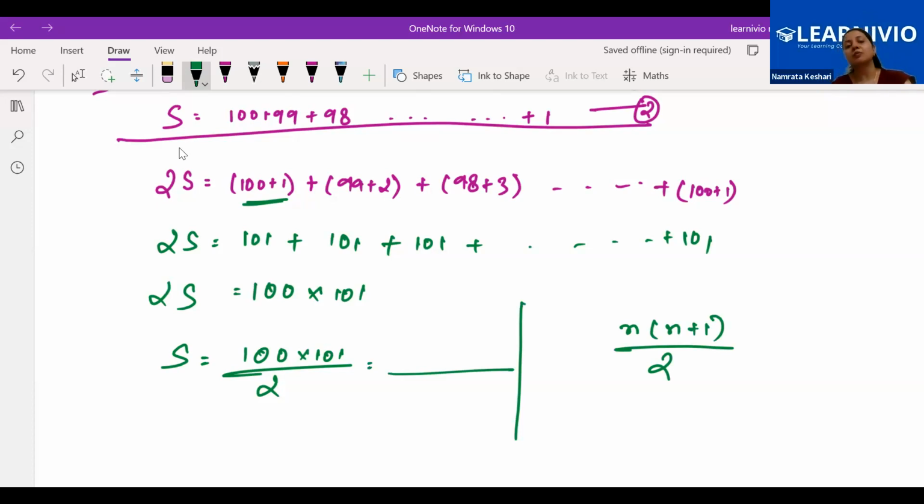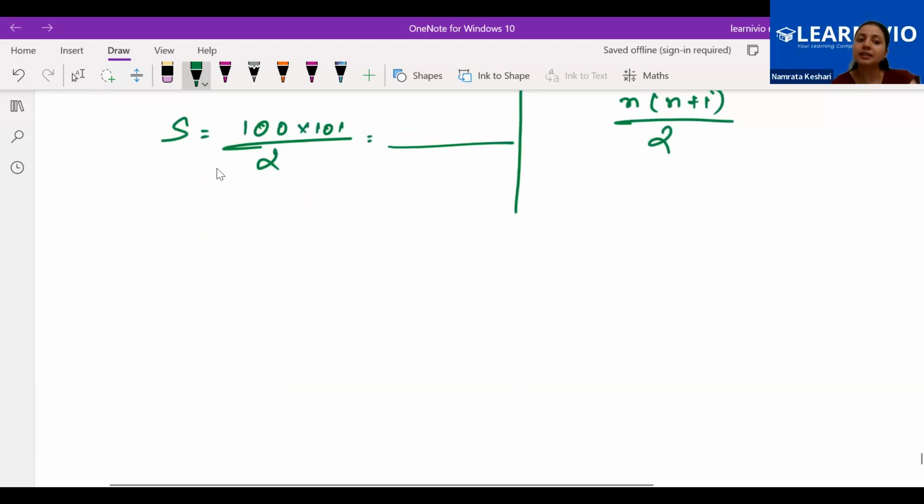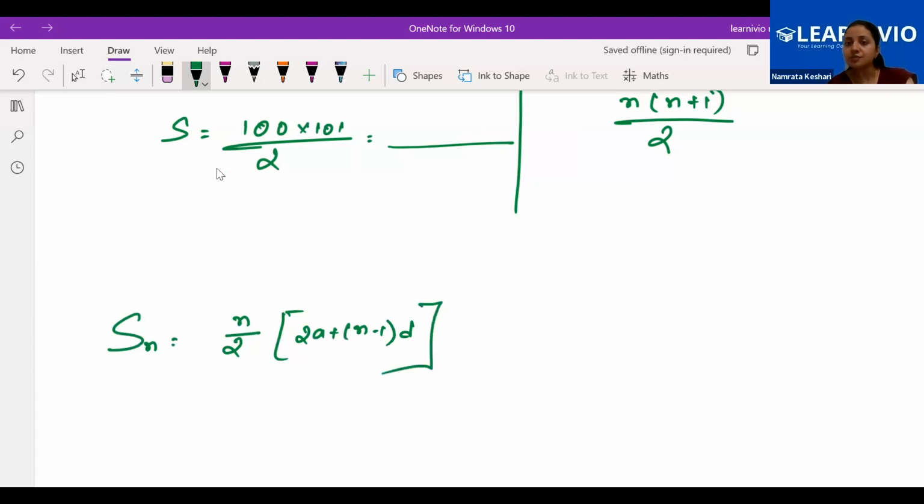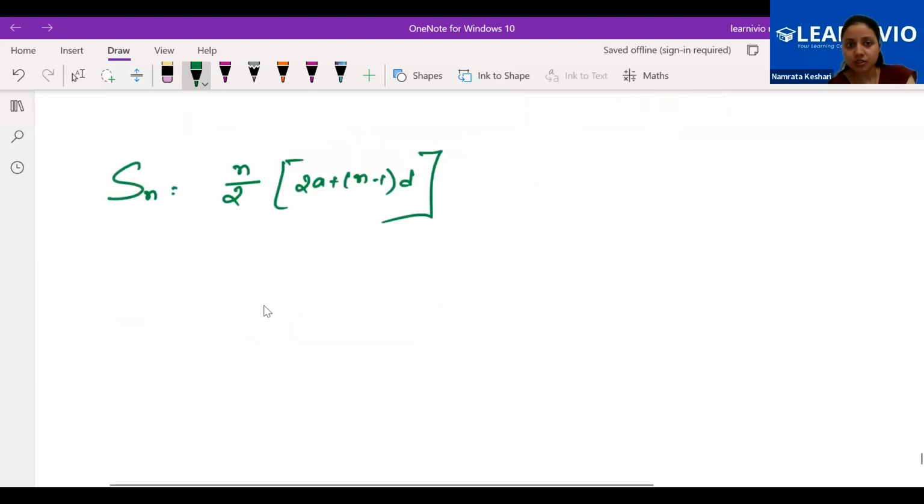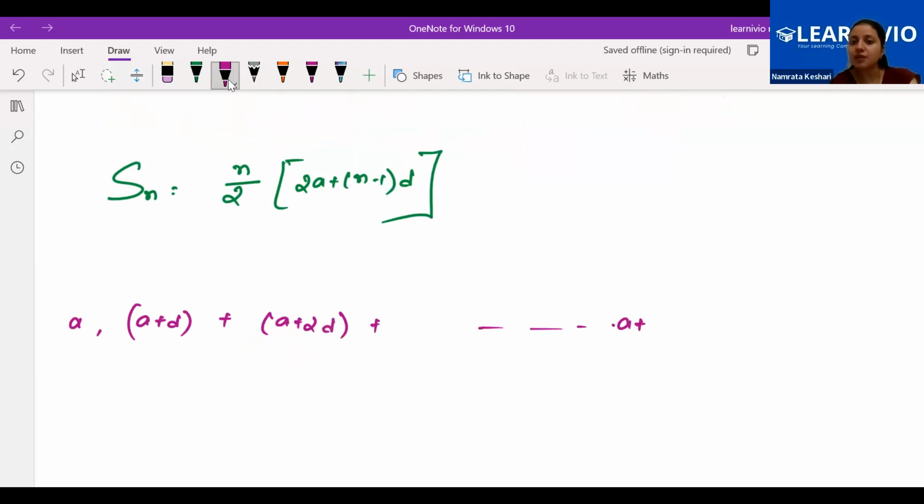Now the same concept we have applied in our arithmetic progression to find the sum of n terms, and there we got this formula: Sn is equal to n by 2 into 2a plus n minus 1 into d. How did we get this formula? Let me give a brief explanation of that. The first term is a, the second term is a plus d, the third term is a plus 2d, and the nth term is a plus n minus 1 into d. Similarly, here, if you reverse the sequence the way Gauss did.